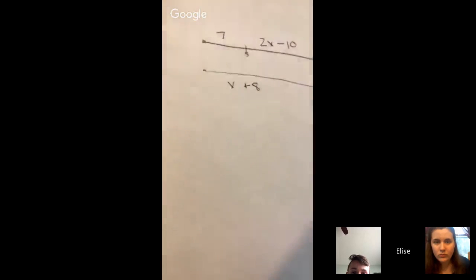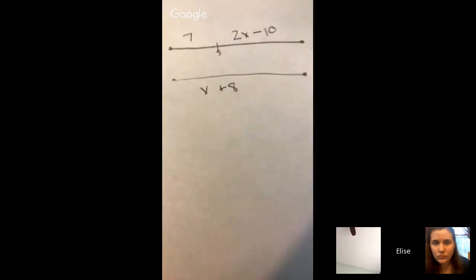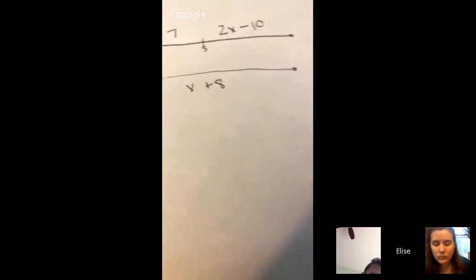And then when you put these back into the segments to check your answers, 11 plus 8 is 19. 2 times 11 minus 10 is 12, sorry, and then plus 7 is also 19. So it adds up, and then the segments are equal, so you know it's correct. Okay, so you got x equals 11 for your x.